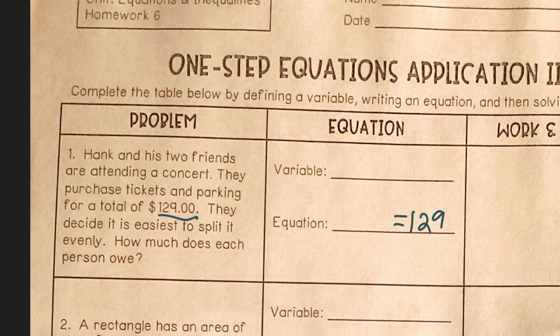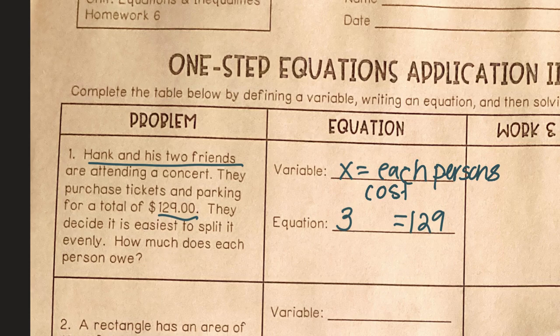Well, let's figure out how many people are there in general. I know that there's Hank and his 2 friends, so that means that I have 3 people total. So there's my 3, okay? I'm just going to pick a variable as x, which represents each person, since cost. So I'm going to go ahead and write that out. It's their cost, okay? So if there are 3 people, Hank and his 2 friends, attending the concert, times the cost of each of them, getting a total of 129.